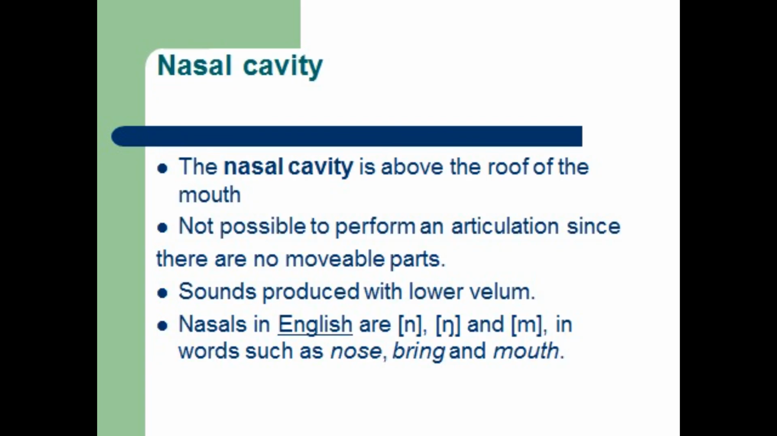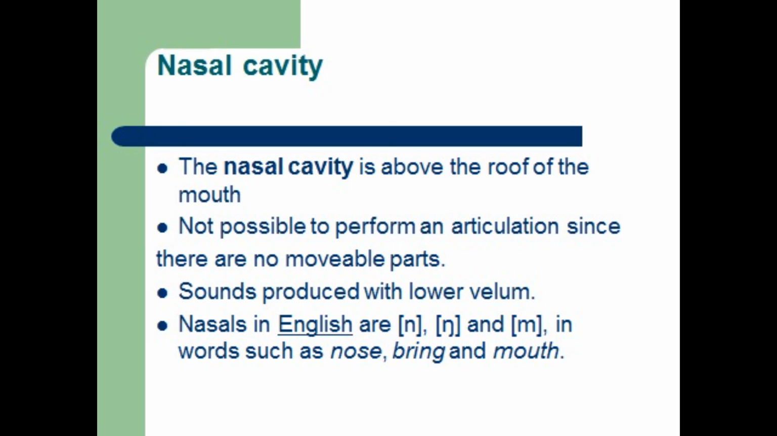The nasal cavity also is important in the production of nasal speech sounds. The nasal cavity is above the roof of the mouth. It is not possible to perform an articulation there since they are not movable parts. Sounds are produced with the lowered velum. Nasals in English are n, ng, m, in words such as nose, bring, and mouth.